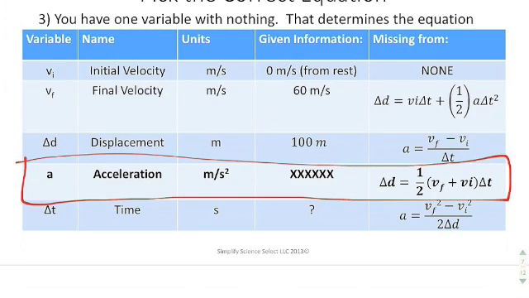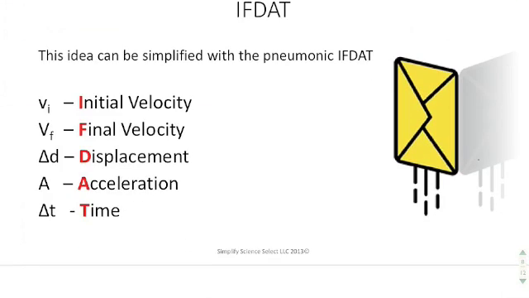If you look at this equation, I can plug in the initial velocity. I can plug in the final velocity. Oops, I got those backwards: initial velocity and final velocity. I can plug in the displacement, and that would just give me one variable to solve for, and that's time. So the fact that what you don't have, what you have nothing for, determines the equation. This is simplified by the mnemonic IFDAT: initial, final, displacement, acceleration, and time.